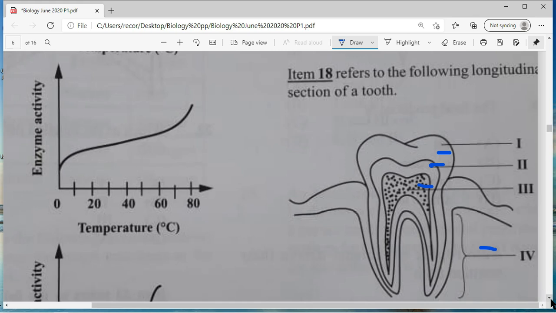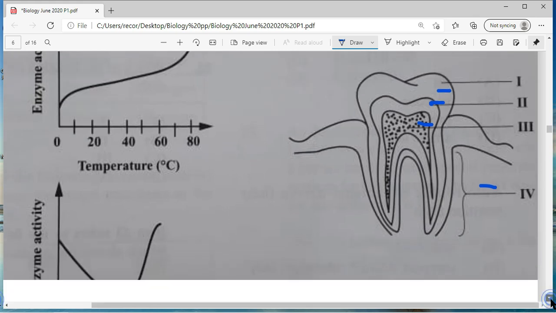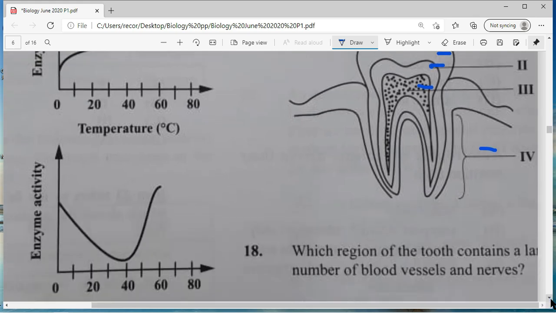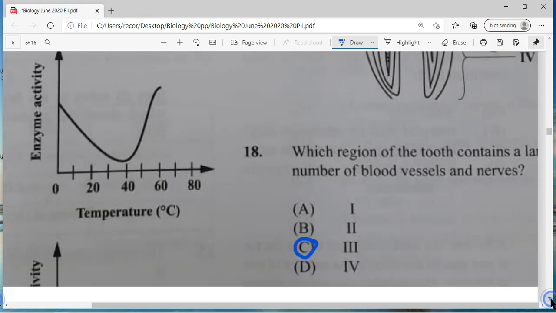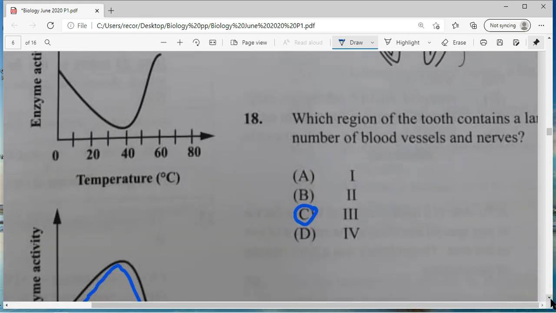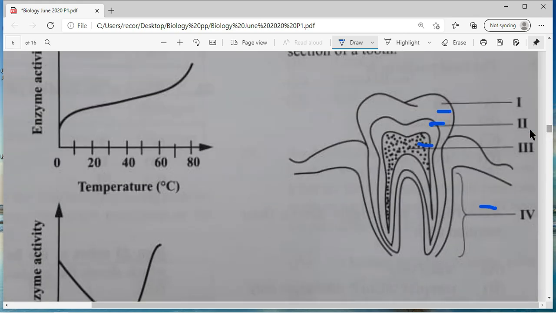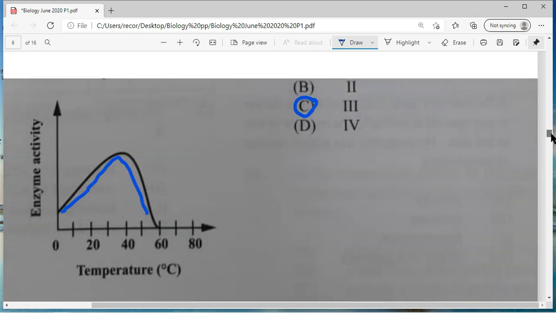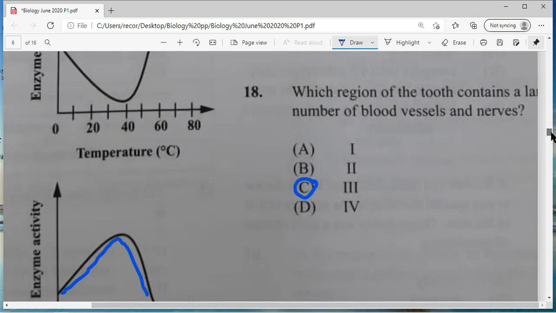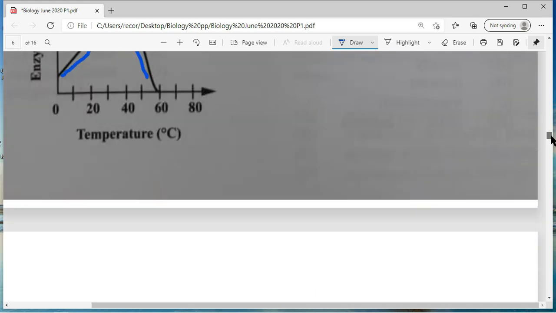This refers to the following longitudinal section through the tooth, one being the enamel, two being the dentine, three being the pulp cavity, four being the gum. Now, which region of the tooth contains a large number of blood vessels and nerves? That is going to be C, three, the pulp cavity. The pulp cavity is that region there that contains a large number of blood vessels. So C is our answer for question number 18.